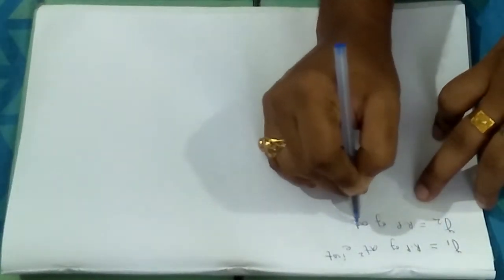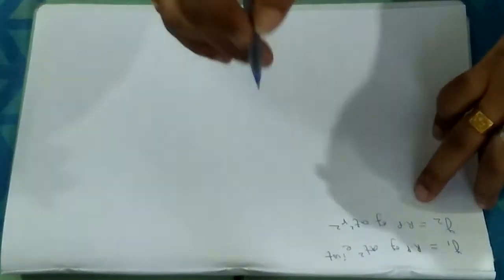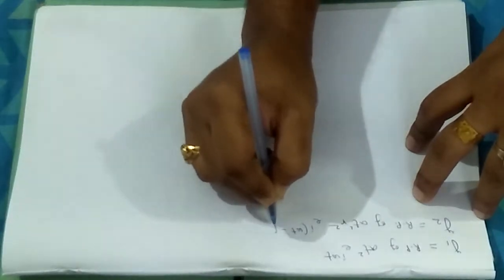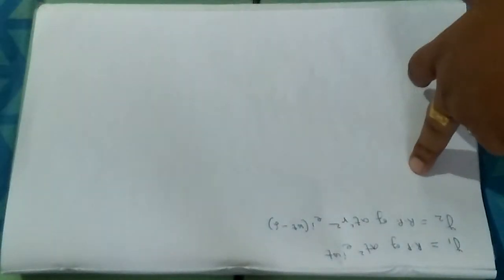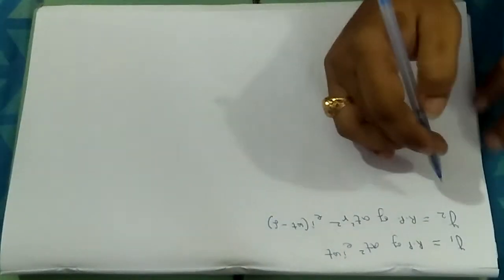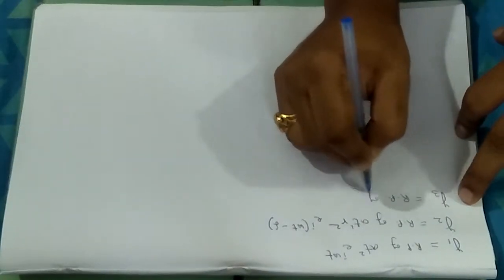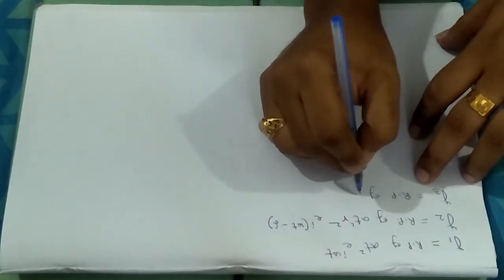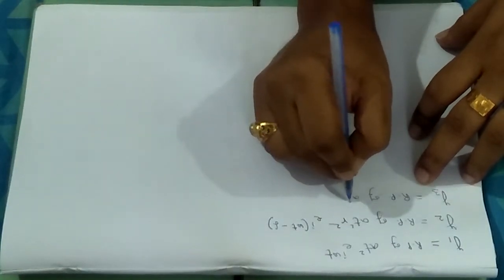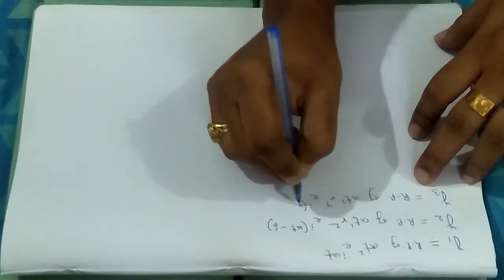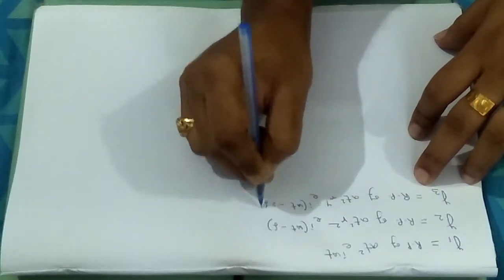For the second ray it will be real part of A T square R square e to the power i omega t minus delta. What is delta? The phase difference between the two consecutive rays. Then similarly what will be y3? Real part of, if you have followed the figure, then the third ray has amplitude A T square R to the power 4, e to the power i omega t minus 2 delta.